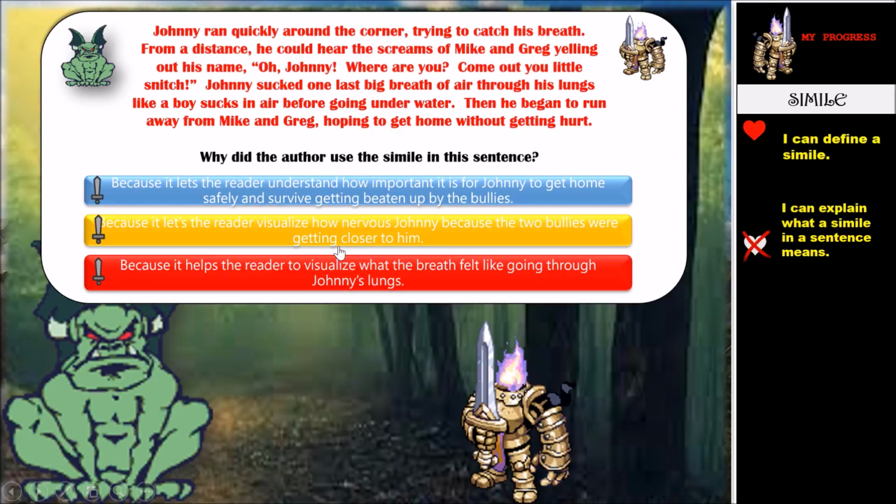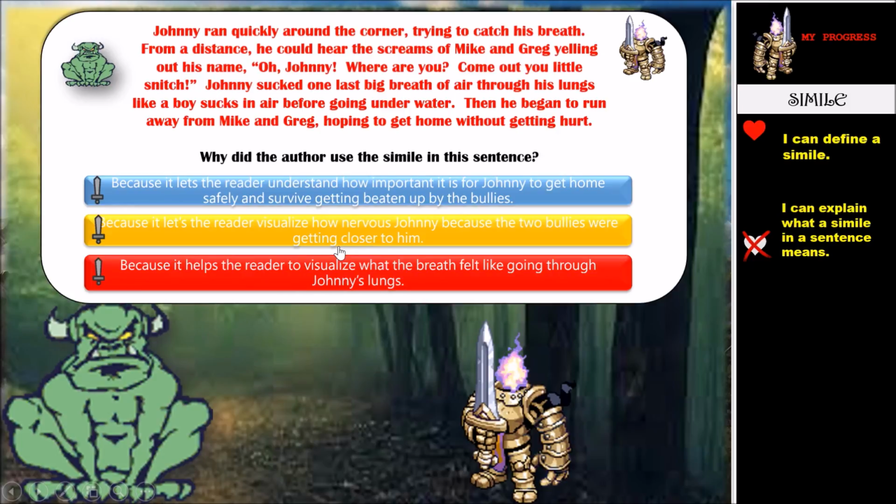Johnny ran quickly around the corner, trying to catch his breath. From a distance, he could hear the screams of Mike and Greg yelling out his name. "Oh, Johnny, where are you? Come out, you little snitch!" Johnny sucked one last big breath of air through his lungs, like a baby sucks in air before going underwater. Then he began to run away from Mike and Greg, hoping to get home without getting hurt. Why did the author use the simile in the sentence?